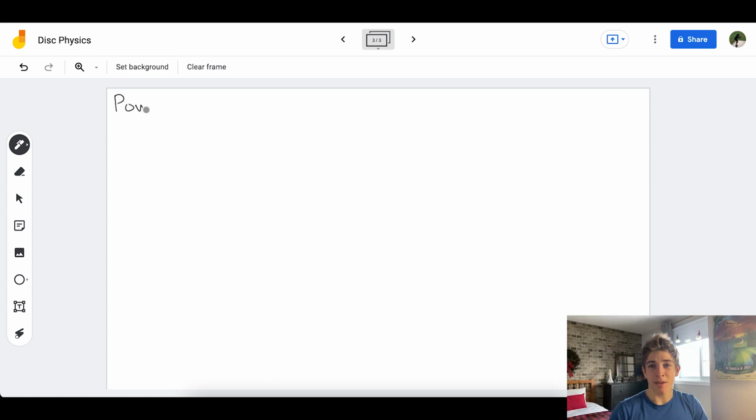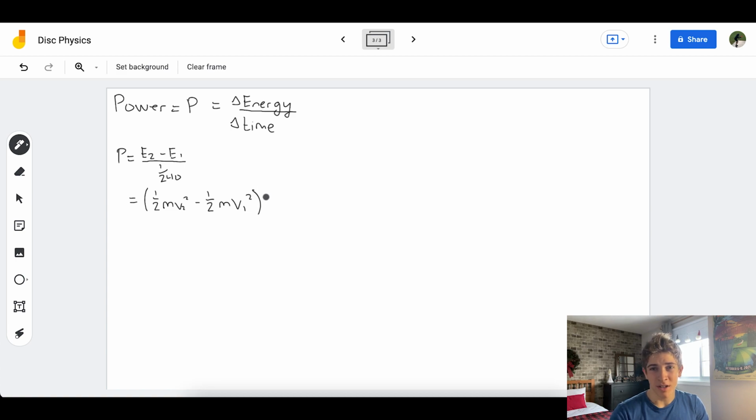Next, I'm going to calculate the peak power that was put into the disc. This calculation is a little more involved, but I'll carry you through it. So power is calculated by the change in energy over the change in time. And so what I'm going to do is calculate the energy at the second frame and subtract the energy at the first frame. And the equation for energy is 1/2 times mass times velocity squared. And we have all those things. We have mass is 175 grams, and we have the velocities are 19.56 and 13.3.